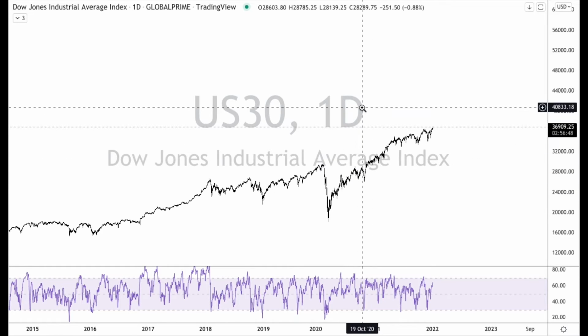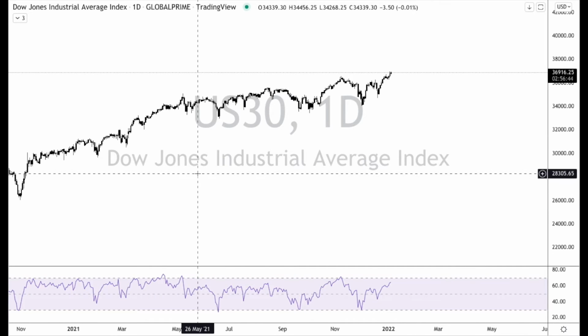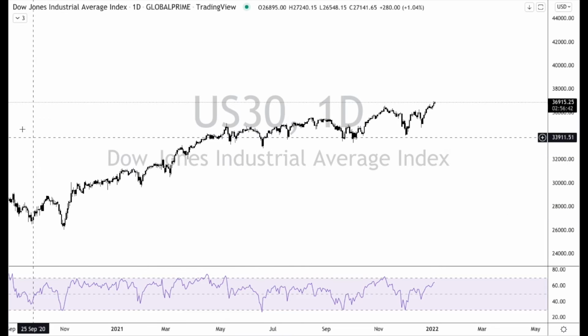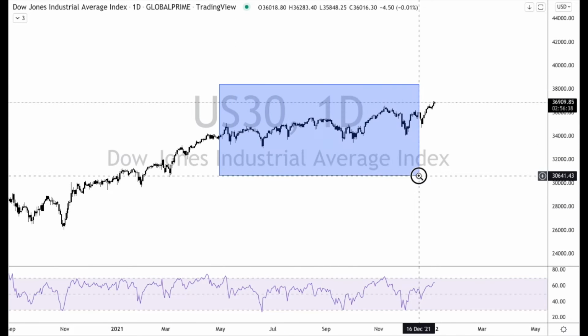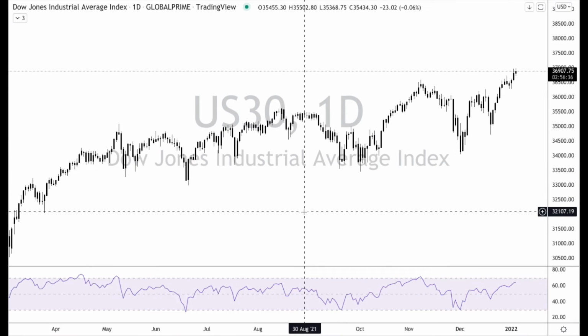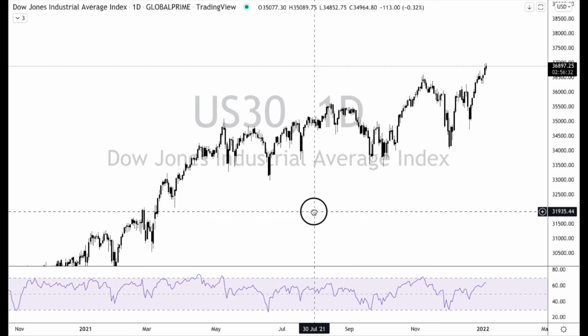So let's look at where we want to start dissecting this thing from, and I'm going to start dissecting from here, from this particular location right here. Right, so we're going to start dissecting from here. I think this is a fairly respectable level.